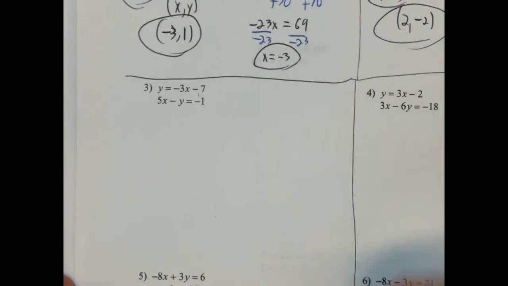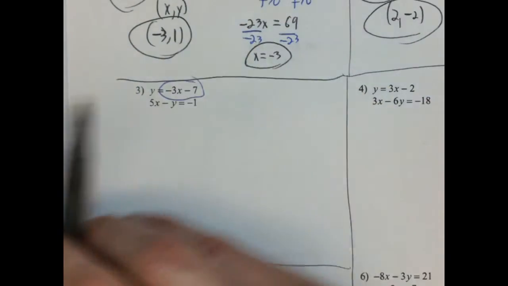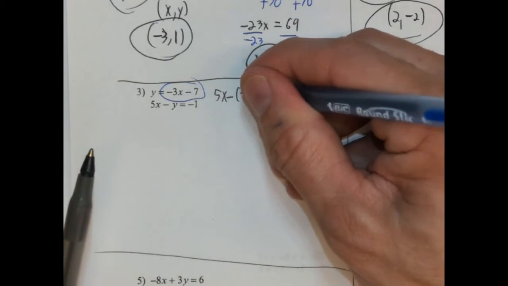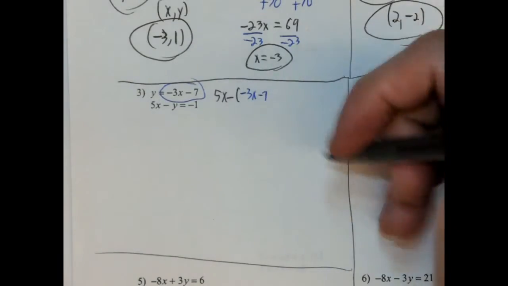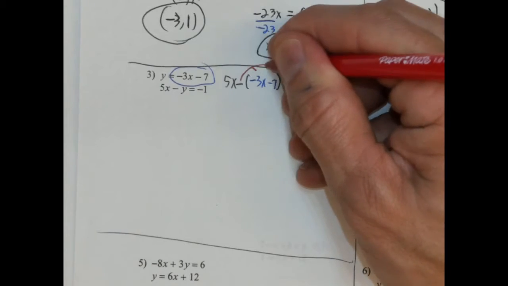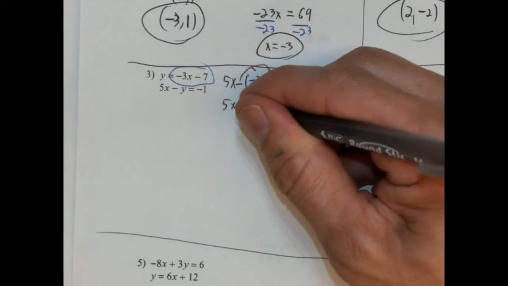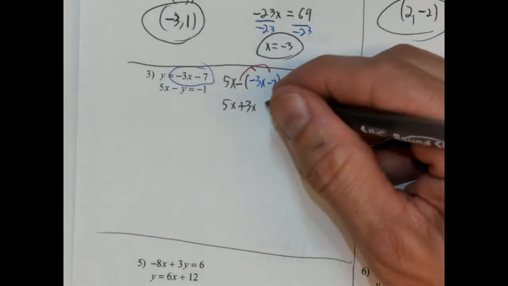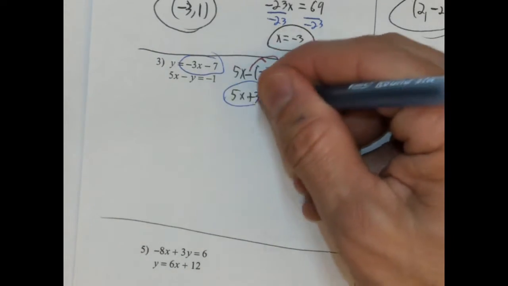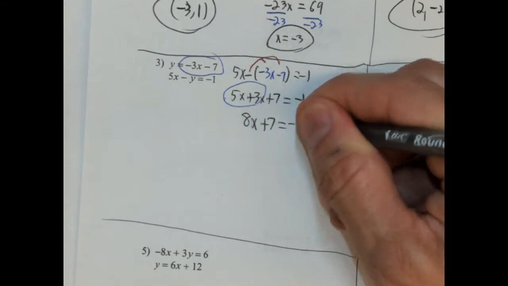Number 3. So we have our expression here. We're going to plug that in for y. So we're going to write 5x minus, and then our y value is going to be negative 3x minus 7, equals -1. We're going to distribute this negative sign because it's actually a -1. So we have 5x, -1 times -3x is positive 3x, and -1 times -7 is positive 7. Okay, we're going to combine our like terms, which is the 5x and the 3x, so that's going to give us 8x plus 7 equals -1.